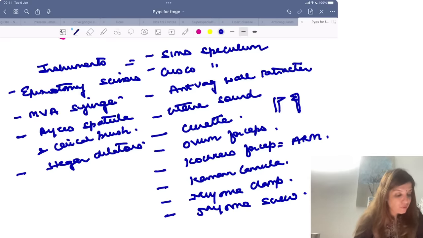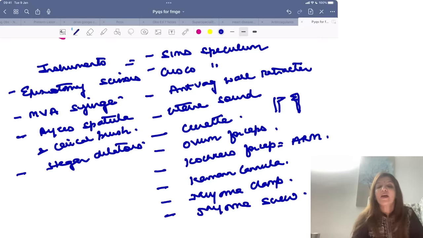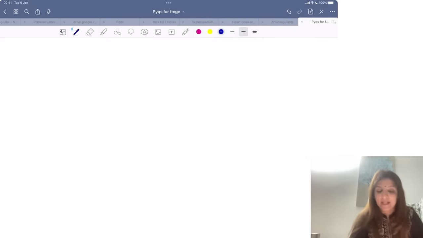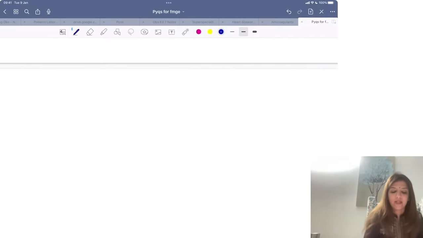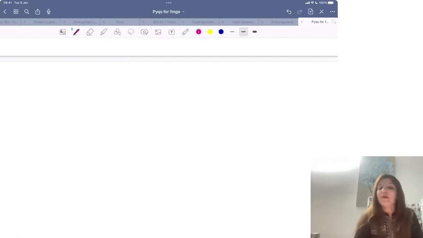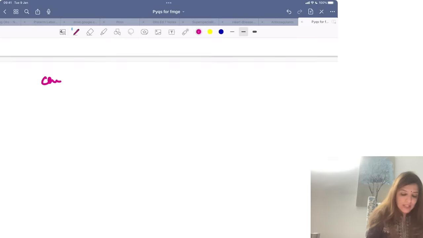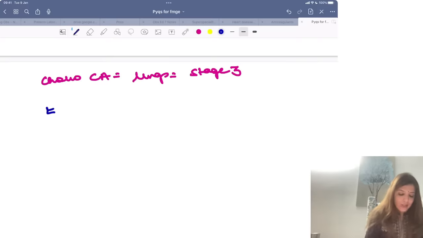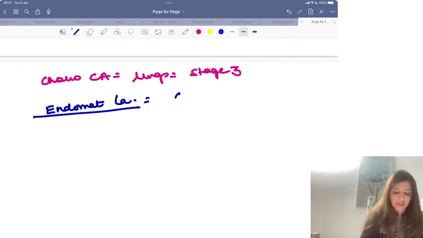What are you asking? How to remember staging in gynae cancers? Look, you don't get questions on staging in gynae cancers. Most of the time, you will not get any question. If you are remembering staging, well and good. If you don't remember staging, then remember only what I'm telling you just now. In choriocarcinoma, remember that lungs are involved in stage 3. In endometrial cancer, remember cervix is involved in stage 2.